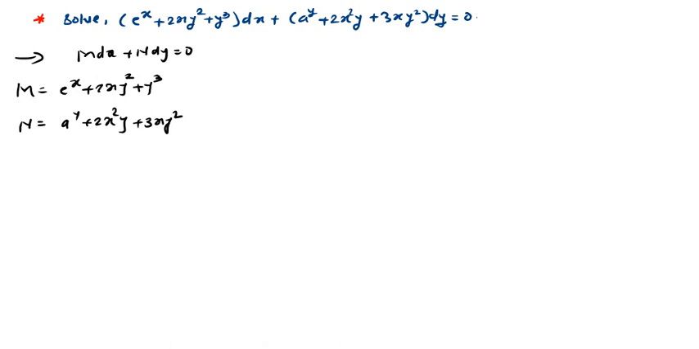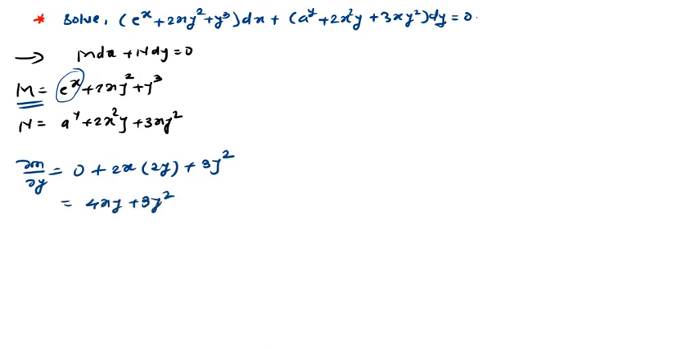So we will see what is the value for ∂M/∂y, that means differentiate M with respect to y. The derivative of e raised to x with respect to y will be 0, plus the derivative of 2xy square with respect to y. Now 2 and x are constant and the derivative of y square will be 2y, plus the derivative of y cube will be 3y square. So this is equal to 4xy plus 3y square.